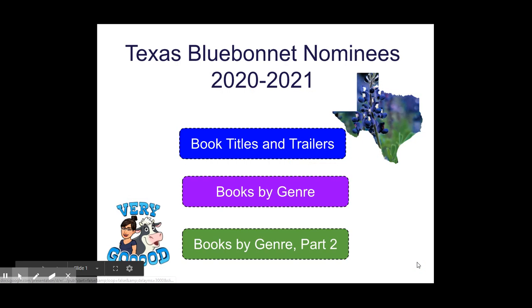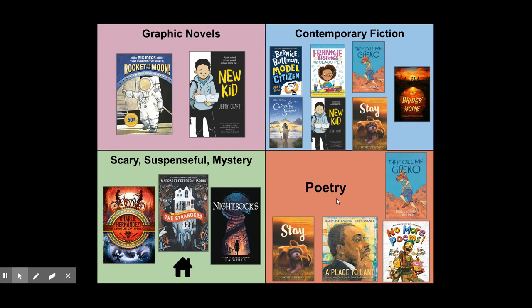But let's say that I know what kind of books I like to read. I can click on the genre. Maybe I'm looking for a poem. Maybe I'm looking for some contemporary fiction that's like realistic fiction, something that could actually happen, something that you can relate to. Then you might want to check out one of these books. If you like graphic novels, we've got a couple here. And if you're looking for something that's scary or suspenseful, some type of mystery, one of these books might be right up your alley. To go back to the homepage, I'm just going to click on the little house.